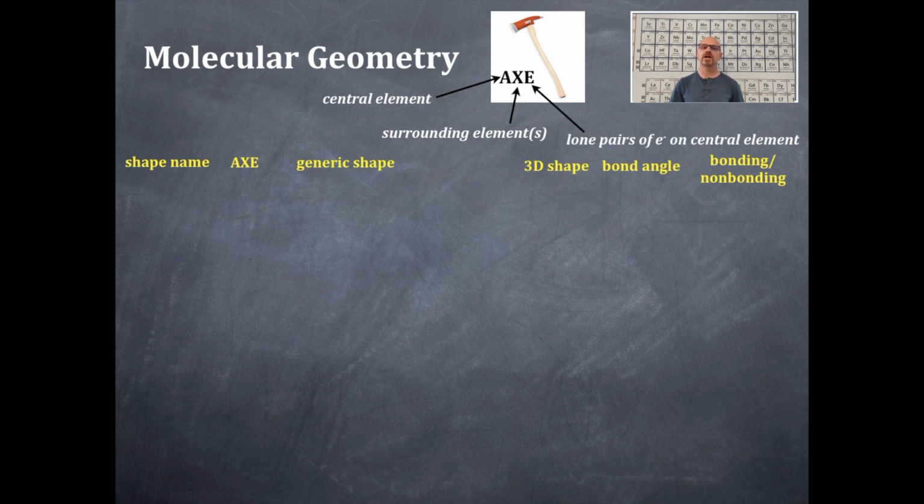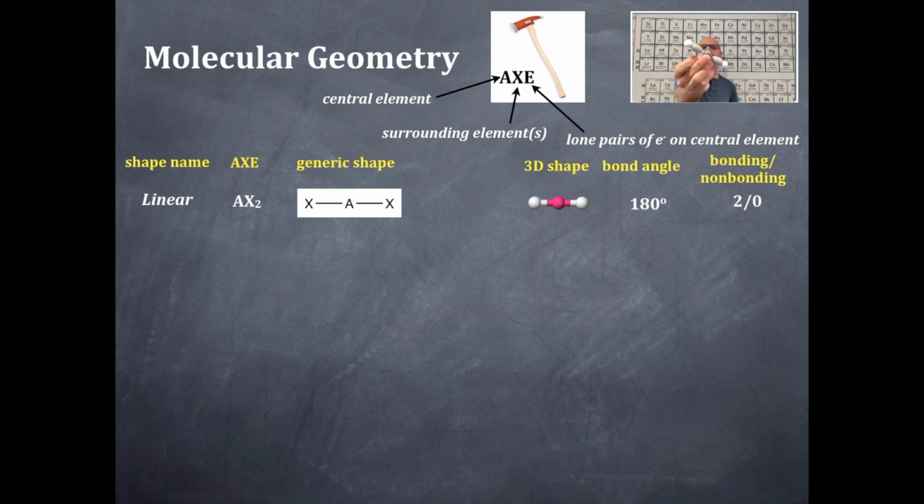So the first one is a linear-like structure. You should see that it's AX2. That means there are two elements outside of the A that are attached to the A. And that leads to a linear shape. And here's an example of that. Hopefully you can see that. It's linear. That's why it's linear. Okay, the bond angle here is 180 degrees. Okay, so that's a linear shape.